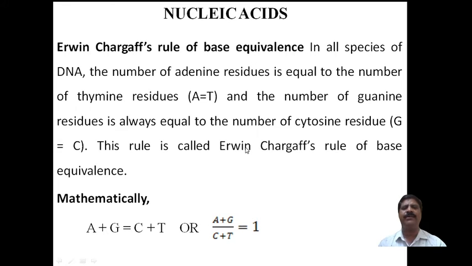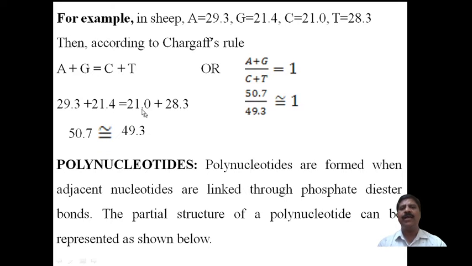Therefore we say that in all species of DNA, the number of adenine molecules equals the number of thymine molecules, and the number of guanine equals the number of cytosine molecules. Such a rule is called the Irving Chargaff rule. For example, for more explanation, adenine is 29.3, guanine is 21.4, cytosine is 21.0, and thymine is 28.3.